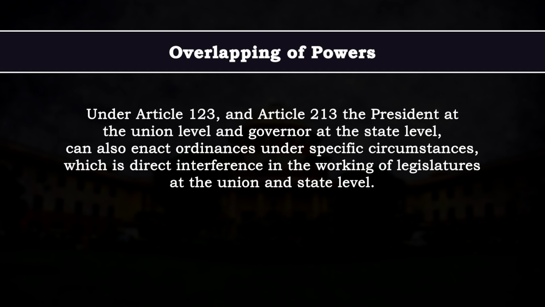The President at the union level and the Governor at the state level can also enact ordinances under certain specific circumstances, which is direct interference in the working of the legislature at the union as well as at the state level. Article 54 makes the legislative branch responsible for the election of the President of India, as the President of India is elected by the Electoral College, which includes members of both houses of Parliament and the legislative assemblies of the states.